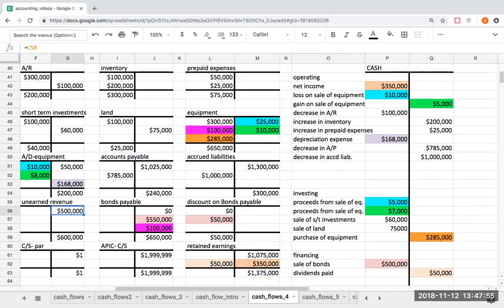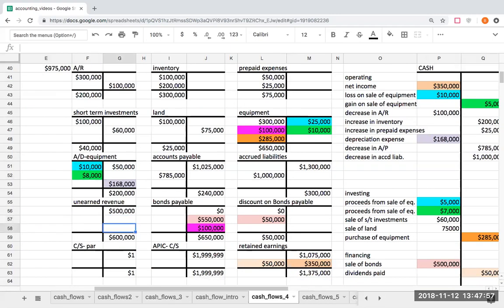I then come down here to unearned revenue. I will go from 500 to 600. So here I need a credit of 100,000 to balance. I'm going to do the opposite to cash. And since this is a liability, this is going to be an increase in unearned revenue of 100,000.